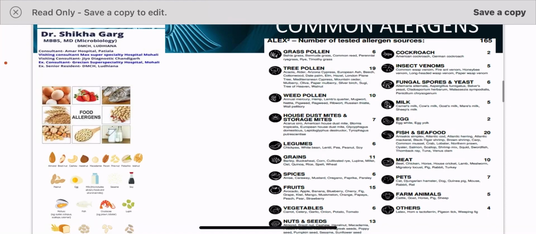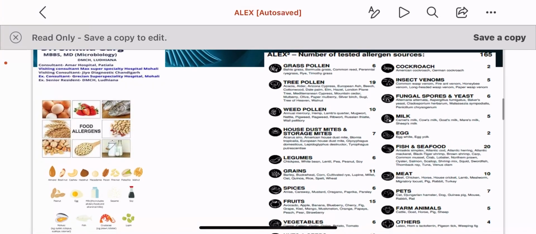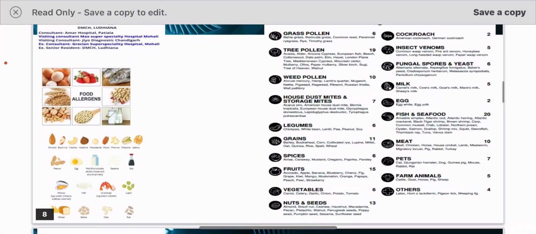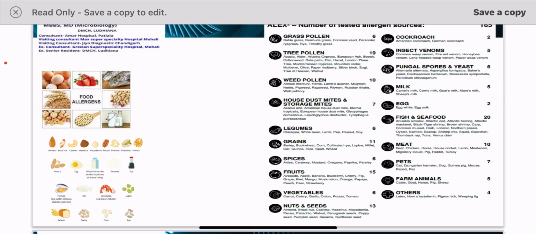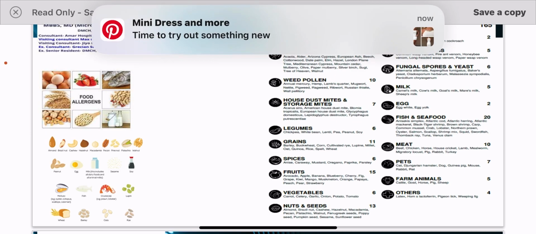What are the common allergens which can be tested? This molecular panel can test almost 295 to 300 allergens, out of which more than 150 are food and related allergens. Allergens which can be tested are grass pollens, tree pollen, weed pollen, house dust mite and storage mites, legumes which we commonly consume like chickpea, pea, peanuts, grains like barley, wheat, oats, quinoa, etc., or spices like paprika, mustard, oregano, parsley, fruits like banana, apple, cherries, mangoes, muskmelons, peaches, etc., and vegetables like carrot, onion, potato, tomato. There could be seeds and nuts: almonds, Brazil nuts, cashews, hazelnuts, fenugreek seeds, poppy seeds, pumpkin seeds, sesame seeds, common roaches like cockroaches, insect venoms, fungal spores, milk, egg, fish and seafoods, meat, pets, farm animals, and others.